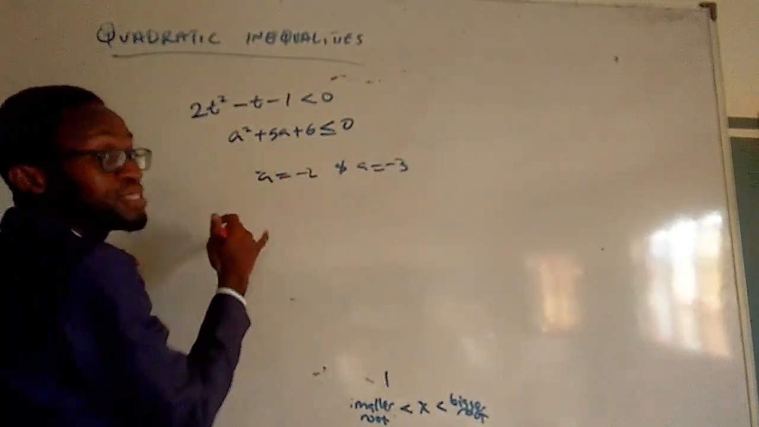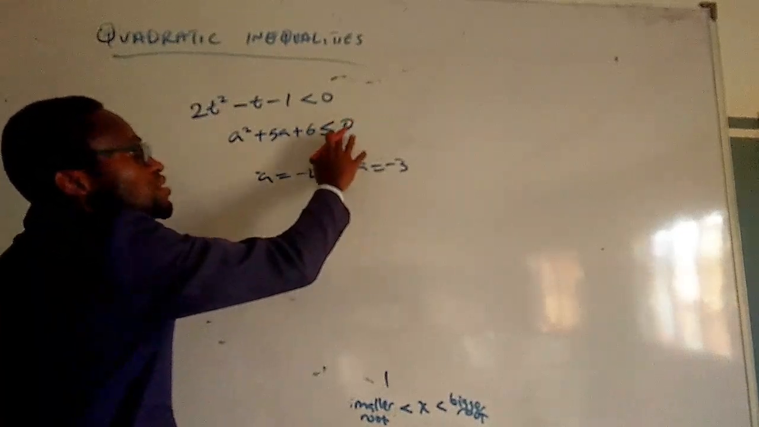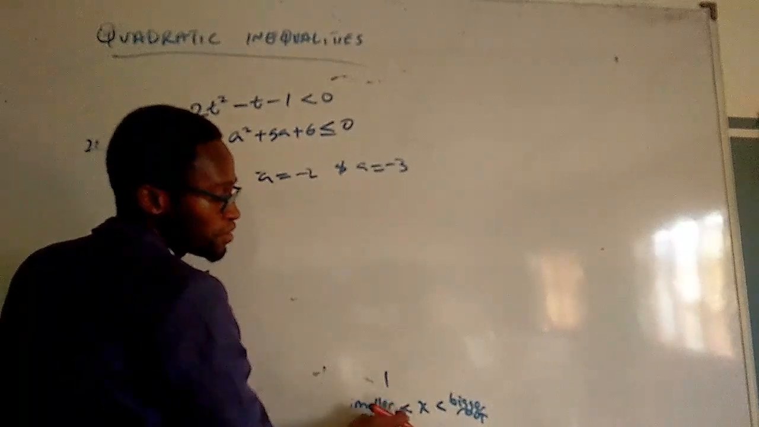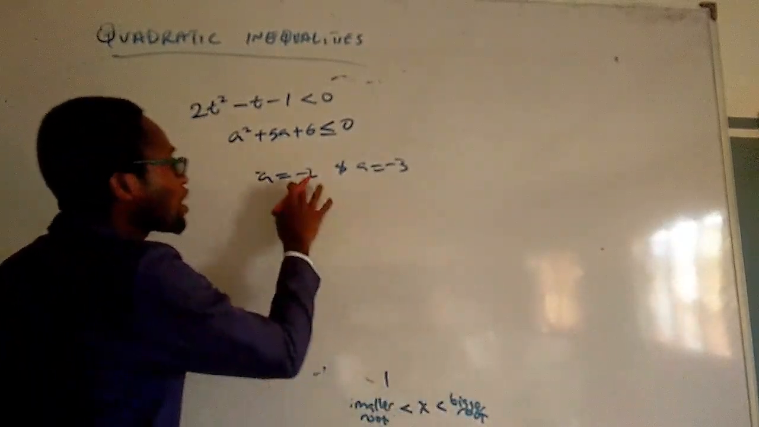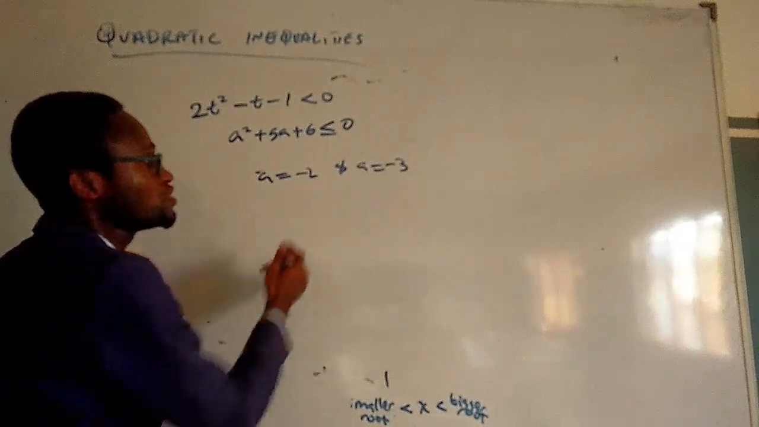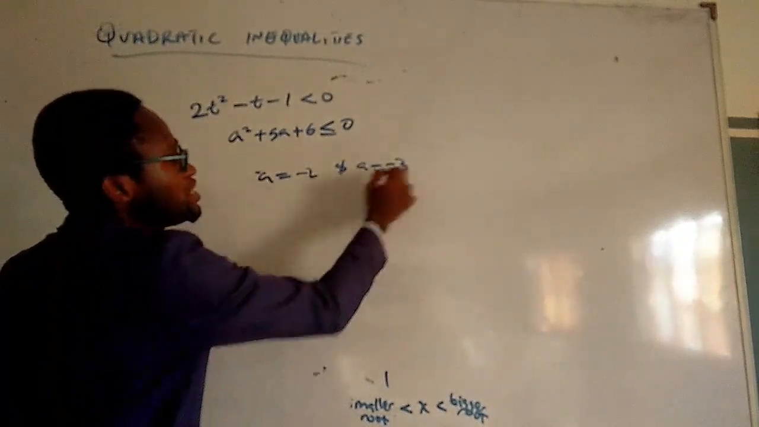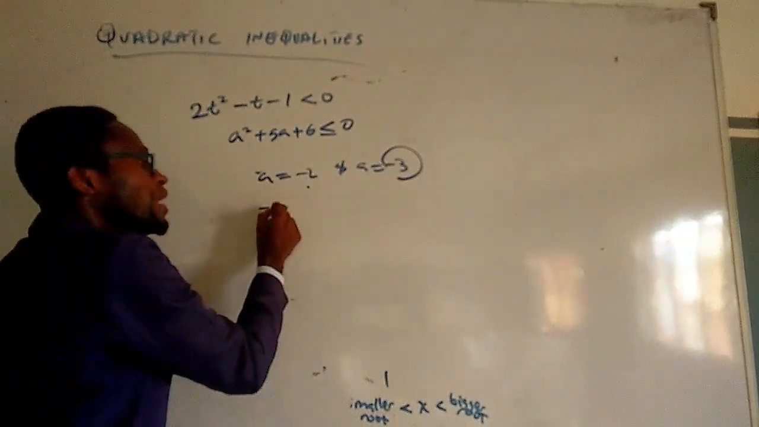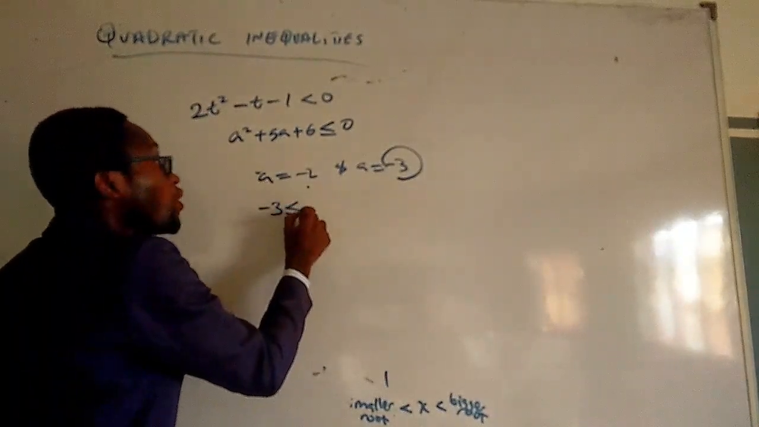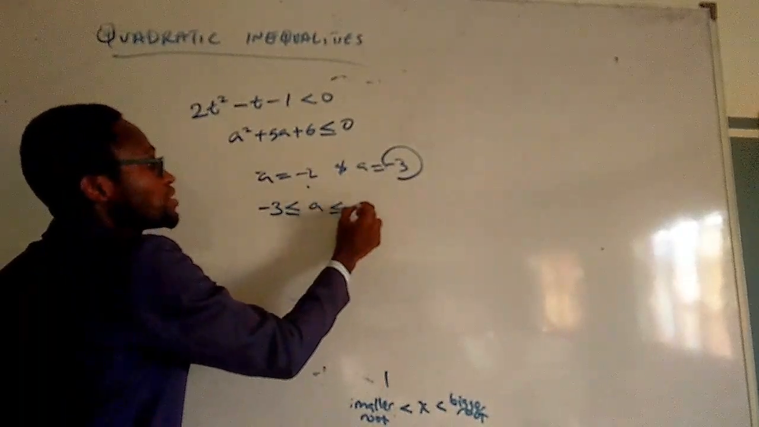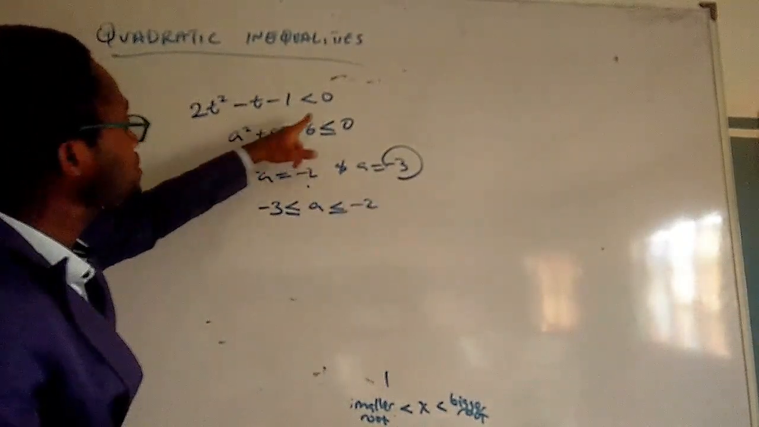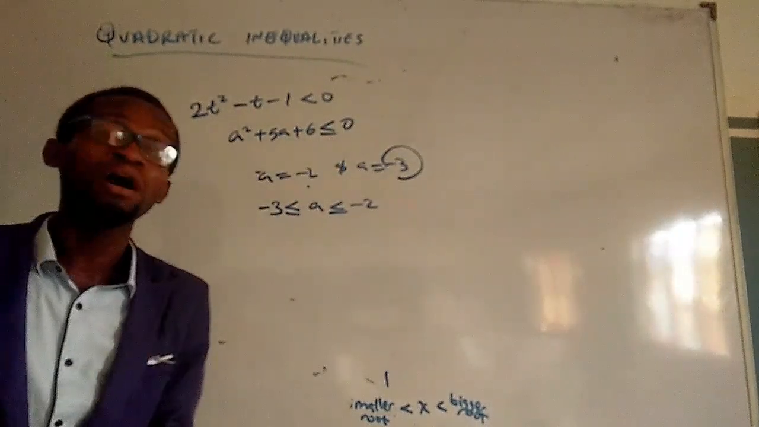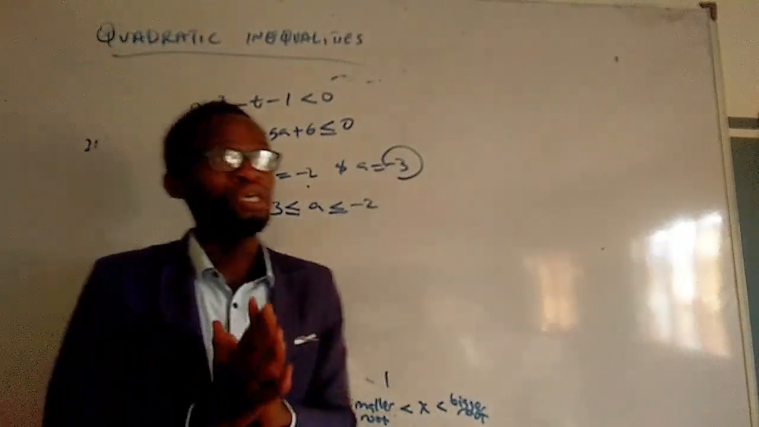If you want to write this answer for the less than or equal to sign, the formula is the smaller root less than x less than the bigger root. We ask ourselves which of them is the smaller root. The smaller root is this one, and the bigger root is this one. So our answer is minus 3 less than or equal to a less than or equal to minus 2, because the symbol we are given there is the less than or equal to sign. So that is how you can solve quadratic inequalities.